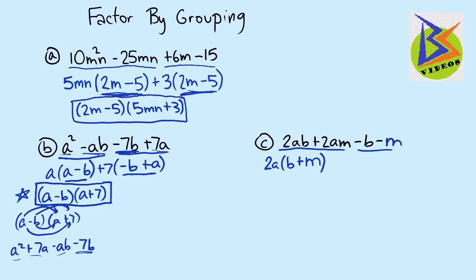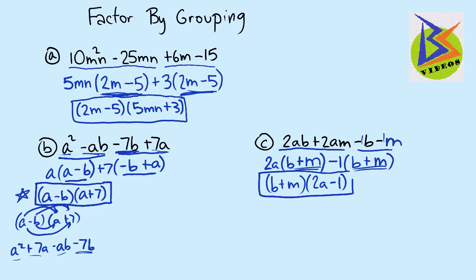Then for the next one, our greatest common factor is actually just a negative 1, because no variables are able to be pulled out, and since they both have an understood coefficient of negative 1, we're able to pull that out. When we divide a negative by a negative, it becomes positive, and so we're left with that. Again, we notice that we have this b plus m that we're able to pull out, and we have what's left, 2a minus 1. Again, if we use the FOIL method, we would come out with what we started with.